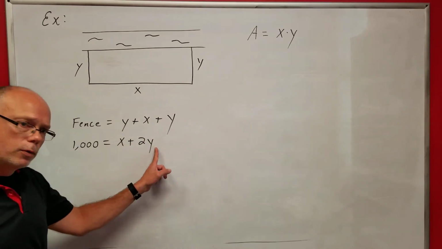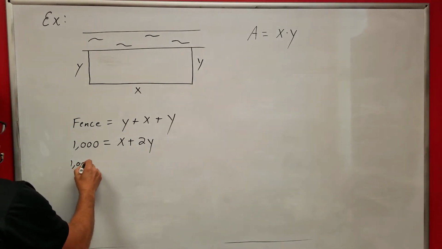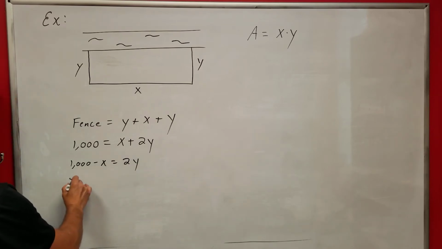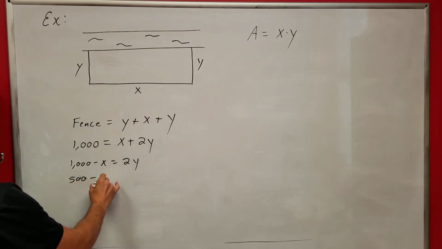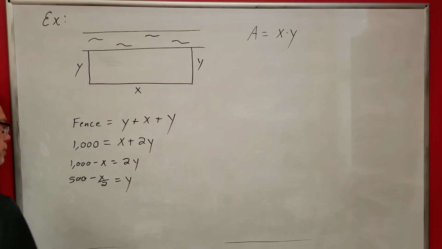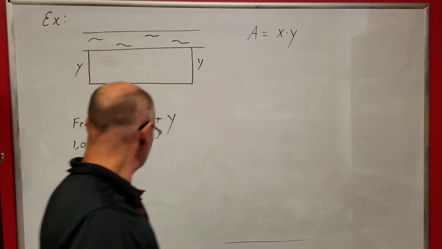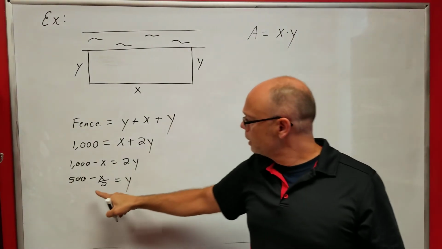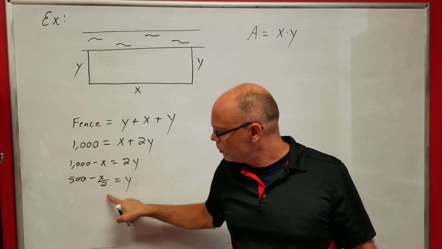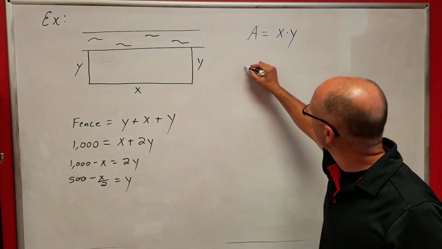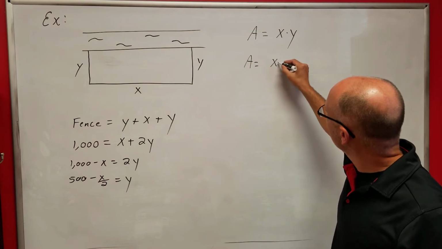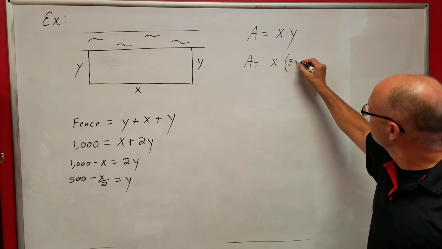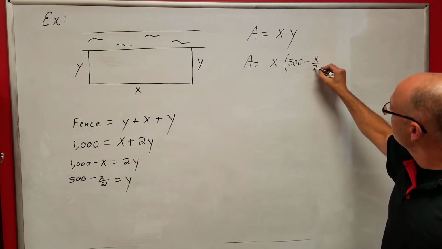Now let's solve this equation for Y. So we have 1,000 minus X is equal to 2Y. If I divide both sides by 2, I get (1,000 minus X) over 2, or 500 minus X over 2, is equal to Y. So what I'm going to do over here, instead of Y right here, I'm going to replace it with what Y is here. So A is equal to this X times, but instead of Y, we said we're going to use 500 minus X over 2.